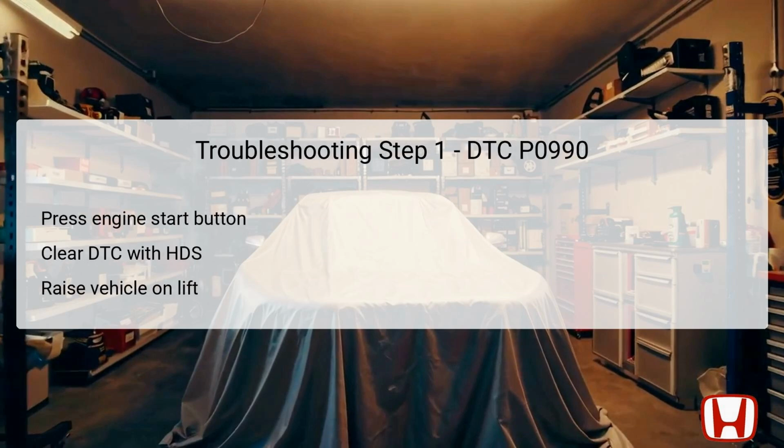The first step in troubleshooting DTC P0990 involves several critical actions. Begin by pressing the engine's start-stop button to select the on mode, which is necessary for initializing the vehicle's electronic systems.